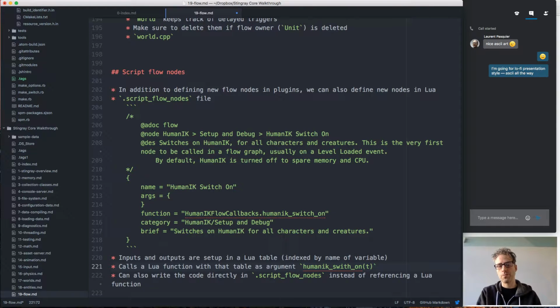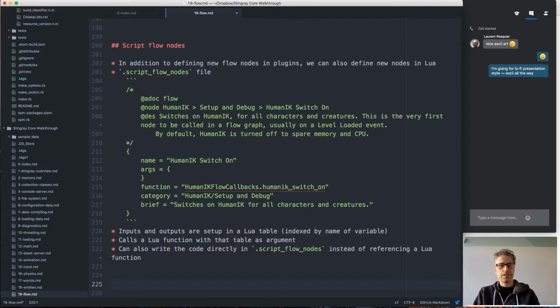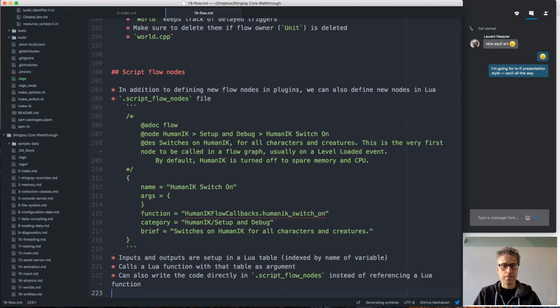The Lua function will read input from that table, write any output variables to the same table, and perform whatever function it needs to perform. It's also possible to write the code directly in here if you don't want to be dependent on loading this Lua function from some other Lua file. You can also write Lua code directly to execute inside the node, which is useful for some situations. That's basically it for flow. Are there any questions on this?